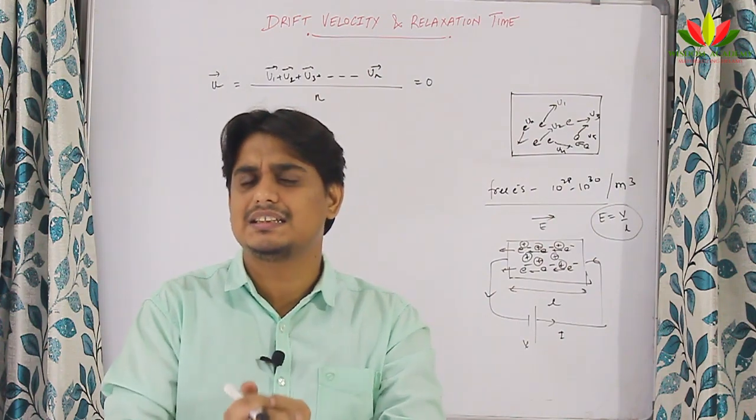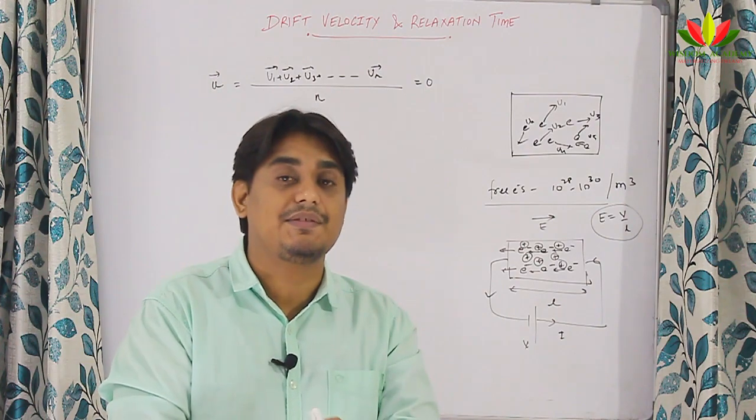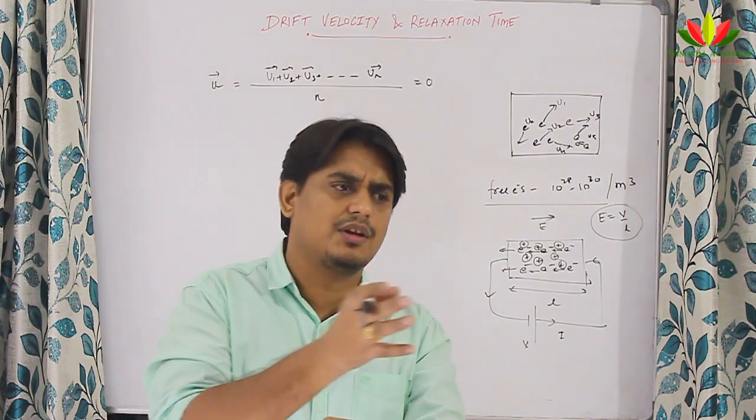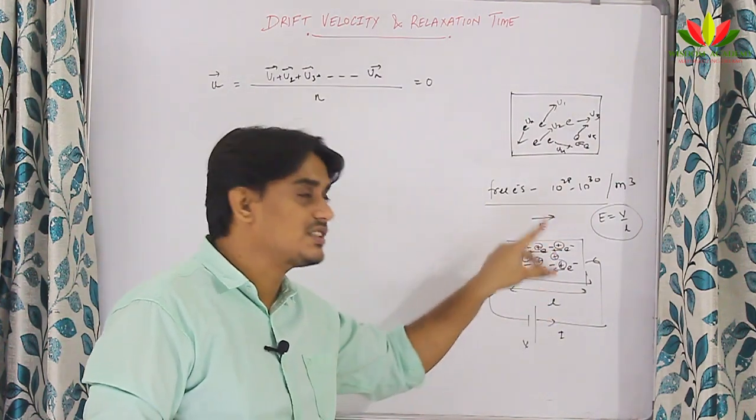I said resistance is a property of the material. For example, the resistivity of copper and the resistivity of nichrome will be different. Resistivity of aluminum will be different. The reason is their nature is different, their lattice formation is different.